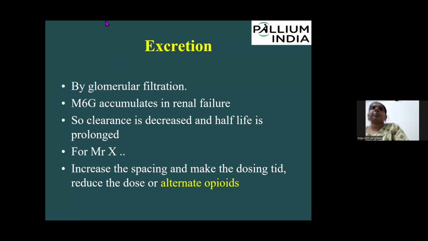Fentanyl. Okay. Tramadol. Okay. Anything else? Tapentadol. Okay. Anything else? Okay. Fentanyl, methadone, and tramadol.